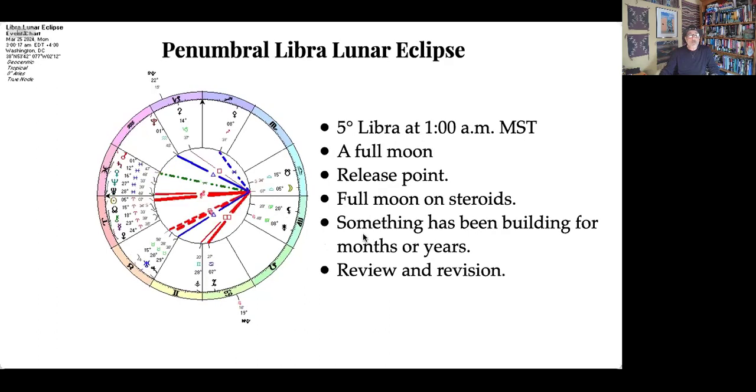The Libra lunar eclipse will occur on the 25th of March at 5 degrees of Libra at 1 a.m. Mountain Standard Time. It's a full moon. It's a full moon on steroids. And this is the release point for all this Pisces energy and Aquarian energy. As I said, it's a full moon on steroids. Something has been building for months or years, and it needs to be released. And the emotional energy needs to let go. And it comes up for review and for revision.